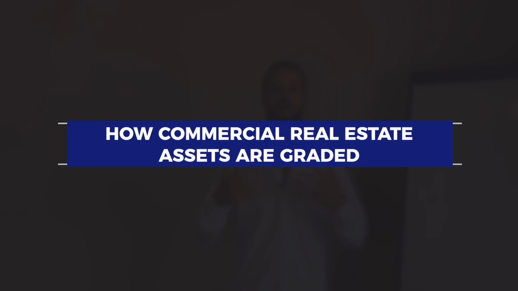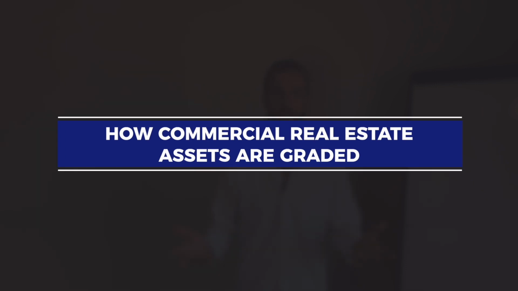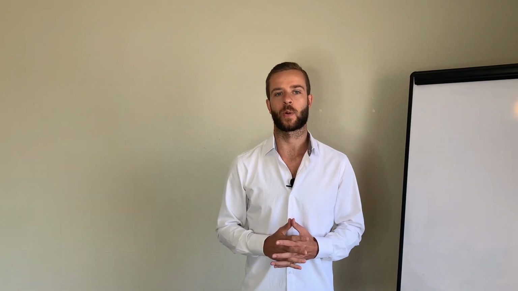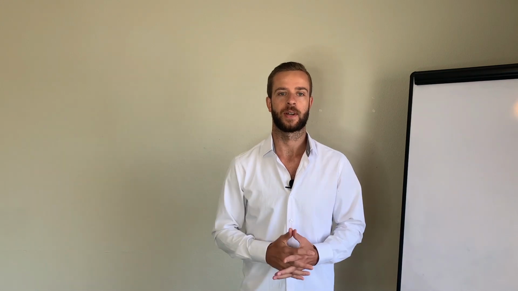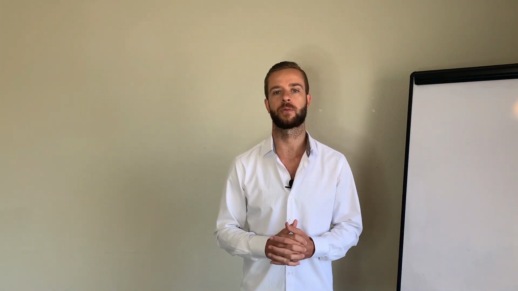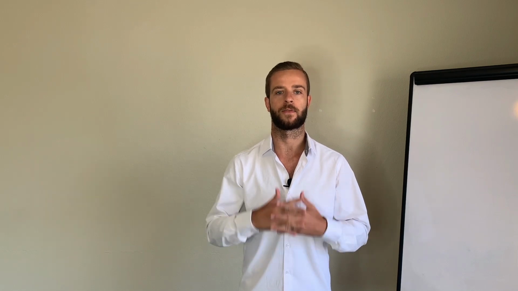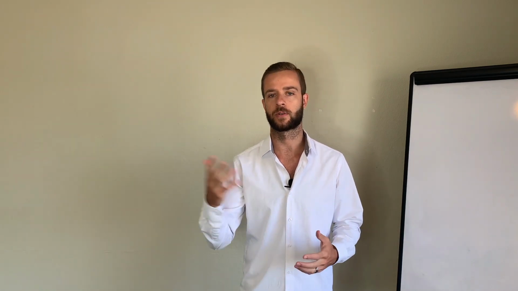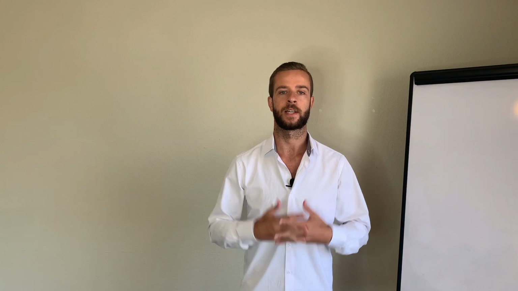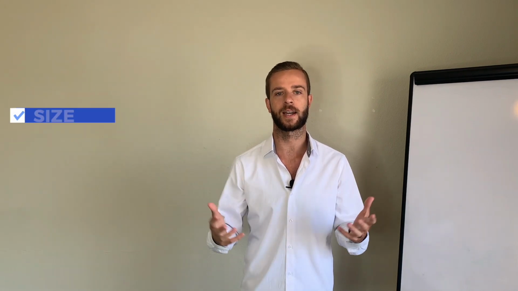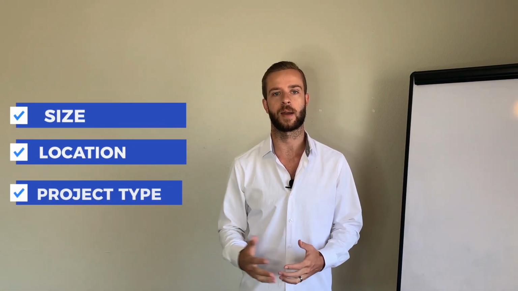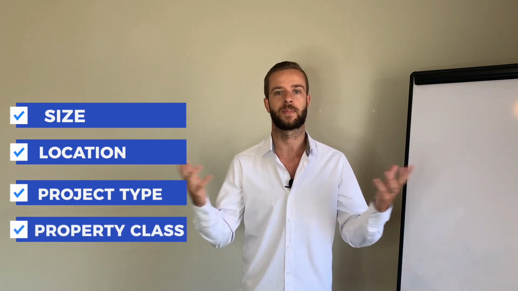In today's video, we will be discussing how commercial real estate assets are graded. Commercial real estate assets are graded using letters A through D. How does this work? Just like buying a house, you would normally set out with a vision in mind of what you are looking for, like a 4-bedroom, 3-bathroom, 2-car garage, etc. In commercial real estate, we are looking at size, location, project type, and property class, amongst many other things.